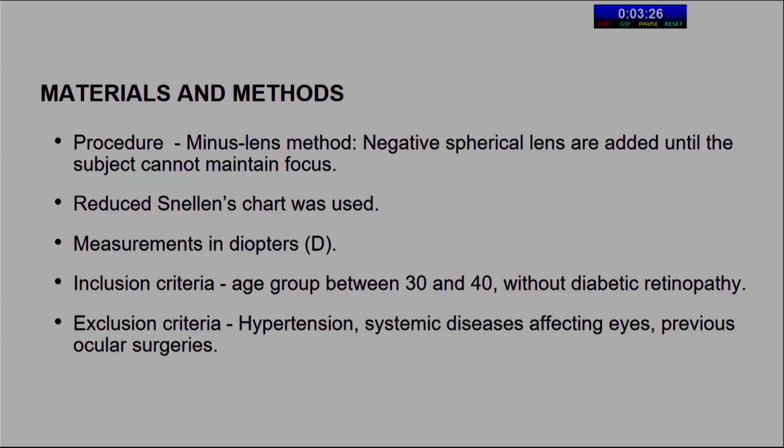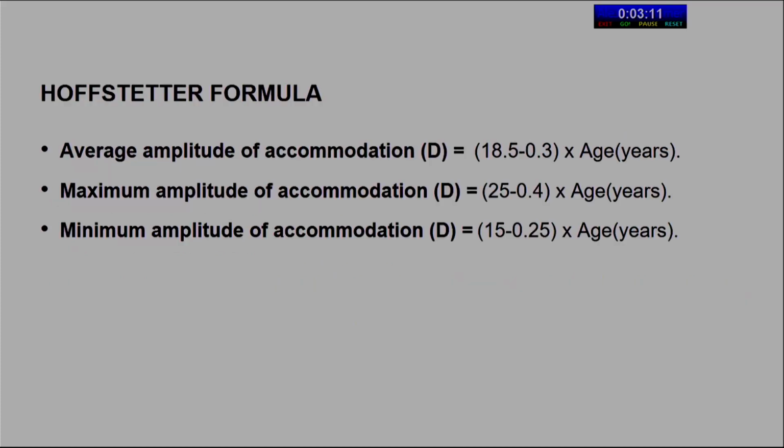Our study included patients between the age group of 30 and 40, those without diabetic retinopathy, and patients with hypertension and other systemic diseases affecting the eyes, and previous ocular surgeries were excluded from our study. And the Hofstadter formula was used to compare the amplitude of accommodation for a given age.